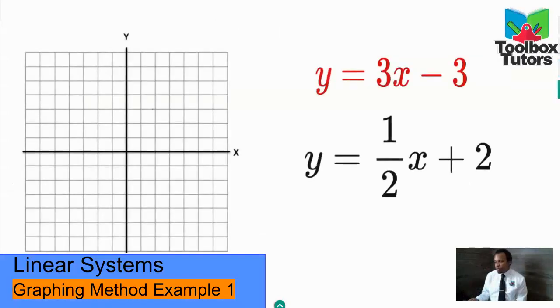So for this example, we'll be finding a solution to y equals 3x minus 3 and y equals 1/2 x plus 2. We'll begin with this first linear function, y equals 3x minus 3. Here we need to identify the y-intercept first. Since this is already in slope-intercept form, this one should be pretty easy to graph. So our y-intercept is -3, and as a point, it would be (0, -3). So we'll plot this point here first, (0, -3).